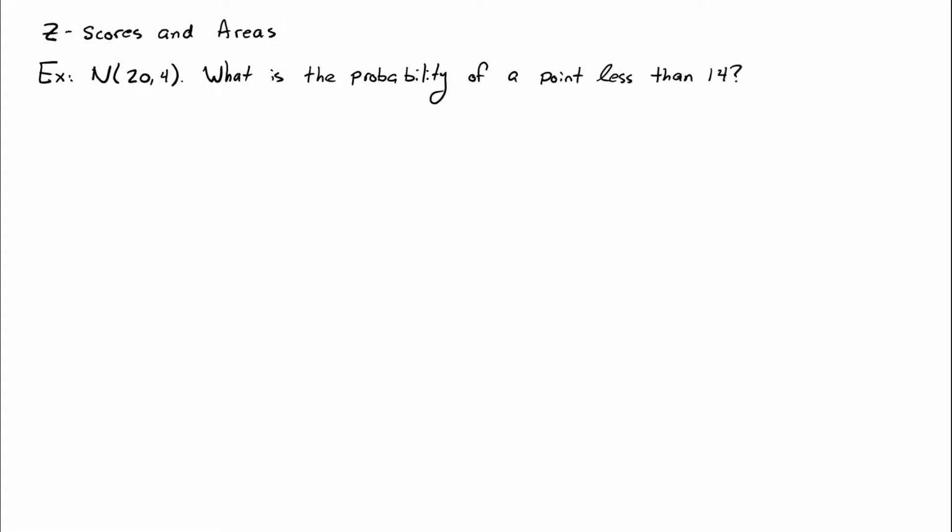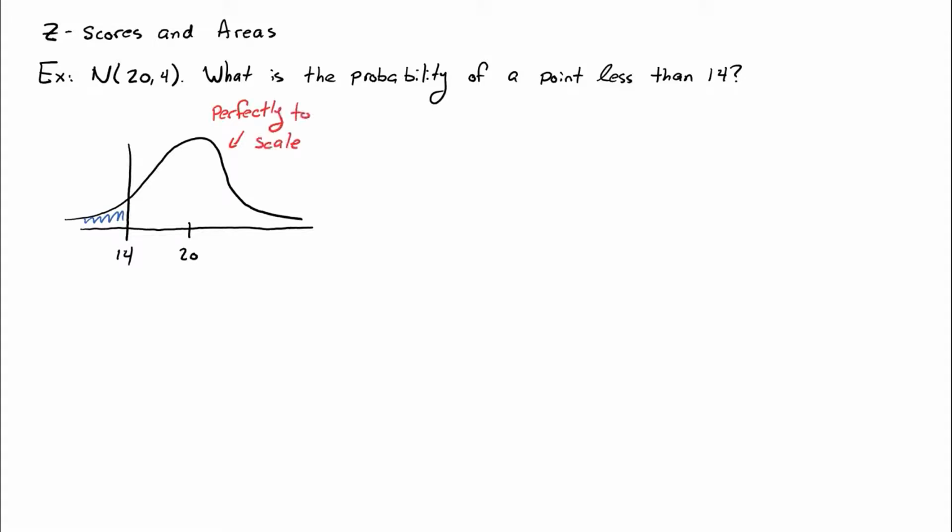How does this help us find the area? Well, consider an N(20, 4) distribution. What is the probability of a point less than 14? Draw a picture. Always draw a picture. Mark 20, make a vertical line at 14, and shade to the left. This does not need to be drawn well. In fact, only two things are important here: 14 is to the left of 20, and we shade it to the left.